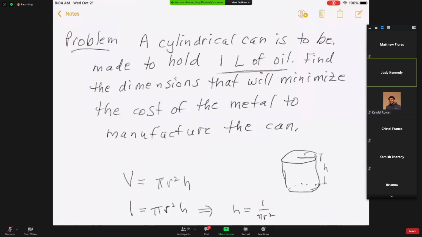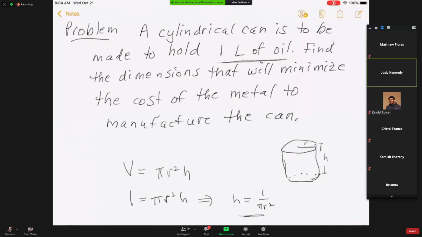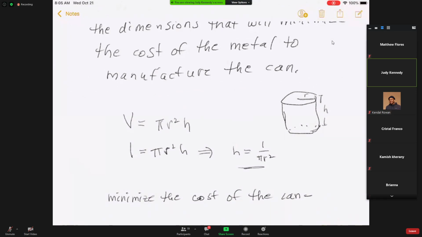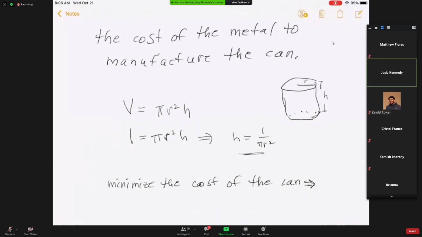Okay, but what we want to minimize is the cost of the metal to manufacture the can. So that means we want to minimize the surface area of the can. In these problems, you want to make the simplest assumptions possible. If the metal costs more for the top and the bottom than it did for the sides, then you'd have to take that into account. But we're going to assume they're using one kind of metal for the top and the sides. And that means minimizing the cost of the can is the same as minimizing the surface area of the can.